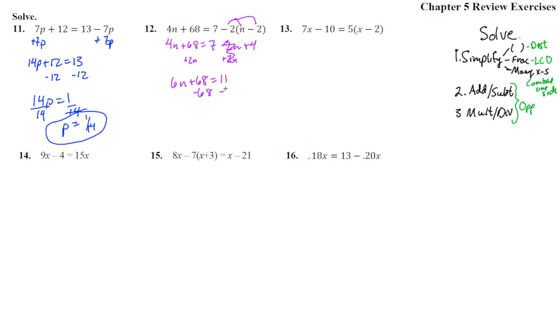Subtract 68, subtract 68. 6n equals what? 11 minus 68, that's, you see, 68 minus 11 would be 57, but the negative wins. Divide by 6, divide by 6. I don't know if that simplifies. Let's double check. 57, let me see. 6 goes into 57. No, 54 is 9 times.